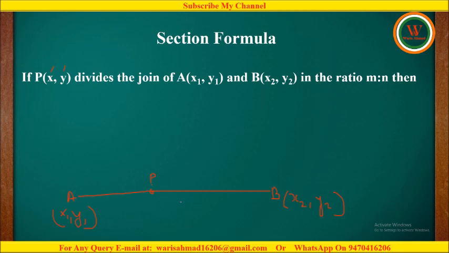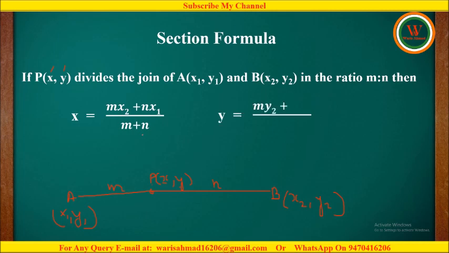This P is dividing the join of AB in the ratio of m is to n. Suppose AP is m while PB is n. So let us see how to find the coordinate of this point P. To find the value of x, we can use the formula (mx2 plus nx1) divided by (m plus n), and to find the coordinate y, we have to use the formula (my2 plus ny1) divided by (m plus n). So this formula we can use to find the coordinates of the point P.